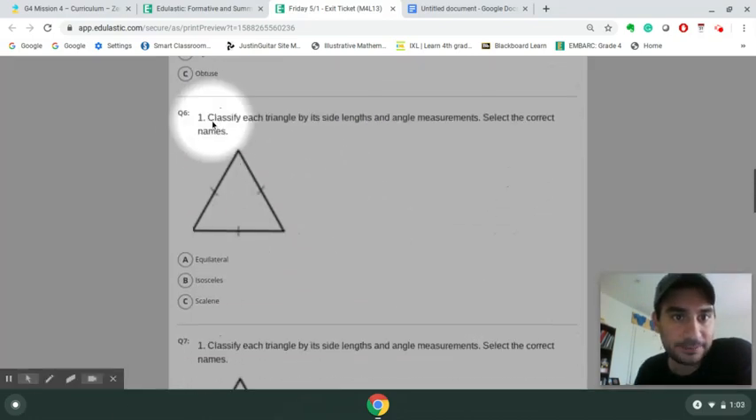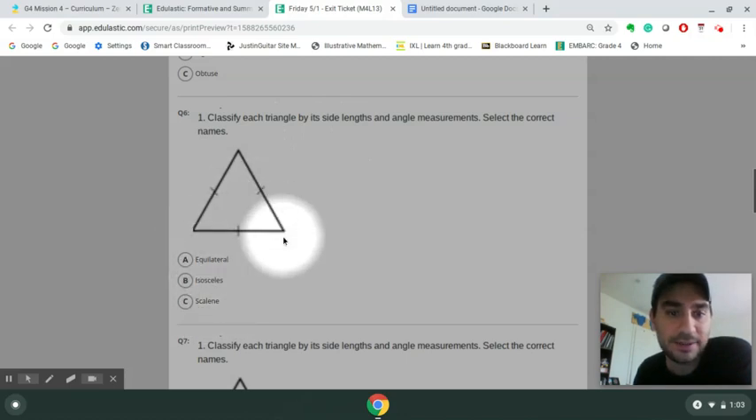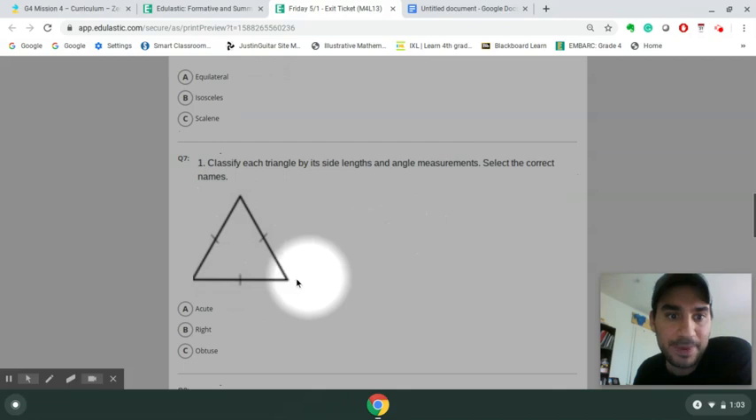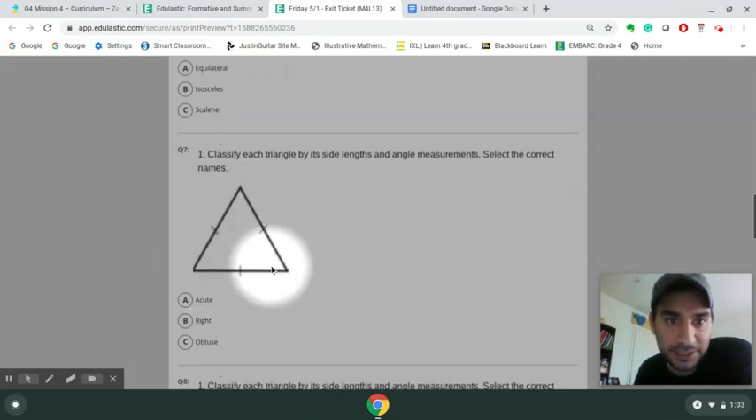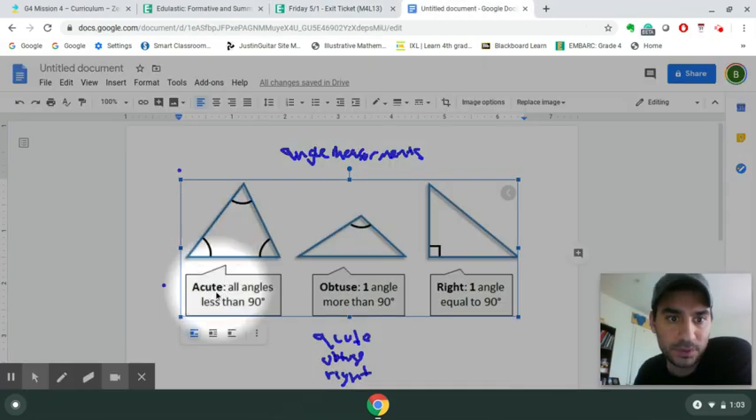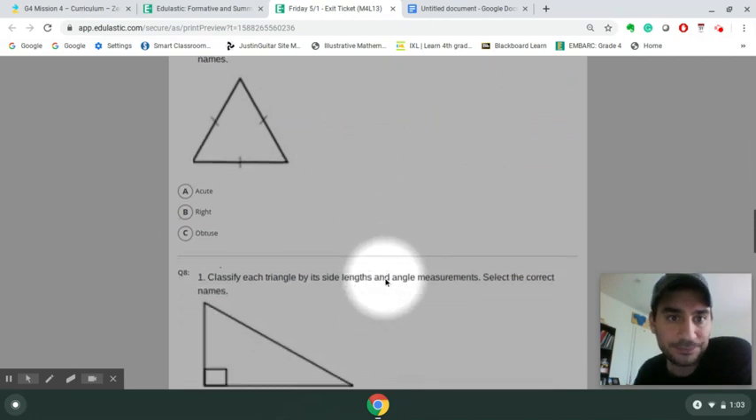Same thing here. Question 6, we're going to classify this triangle by its side lengths and angle measurements. We're going to start with side lengths. Let's look at our tick marks. Is this equilateral, isosceles, or scalene? And then do the same thing: we're going to classify it by its angle measurements. So take a look at its three angles. Are they all acute? Do we have a right angle, or do we have an obtuse angle? What do we think? Is it acute, obtuse, or a right angle? Go ahead and answer.